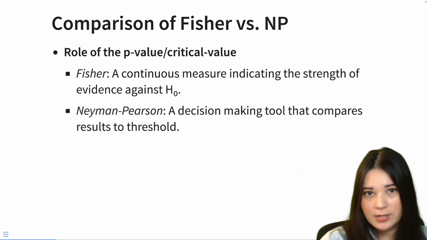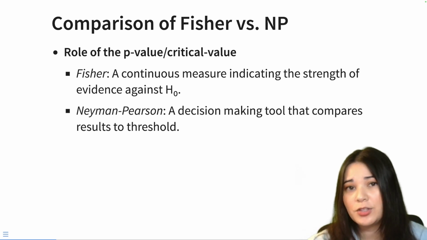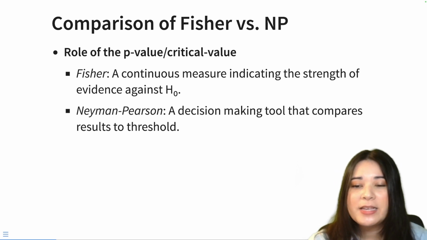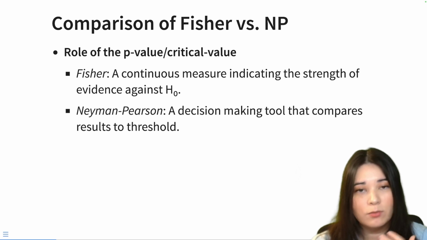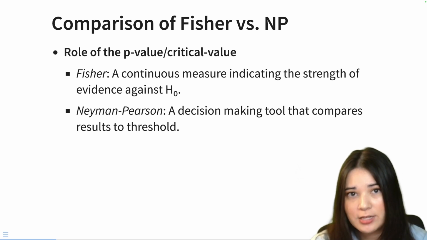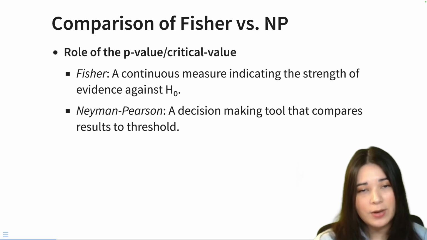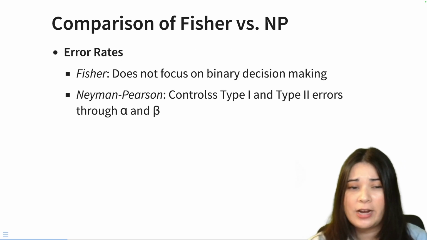However, in Neyman-Pearson hypothesis testing, we're really making a binary decision. So our critical values, or p-values as we'll talk about later, basically are a tool that allows you to make a binary reject the null or don't reject the null decision by comparing the results from your data to a given threshold. Fisher and Neyman-Pearson also differ in how they think about error rates.